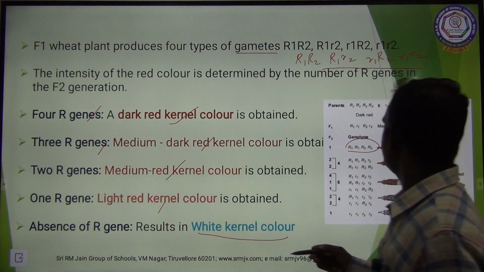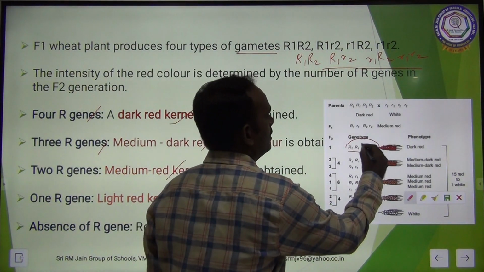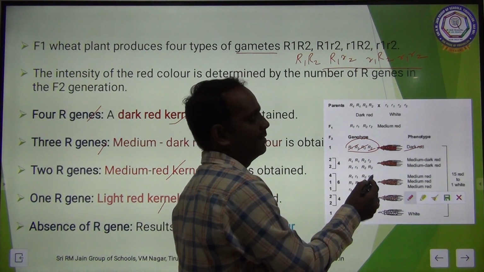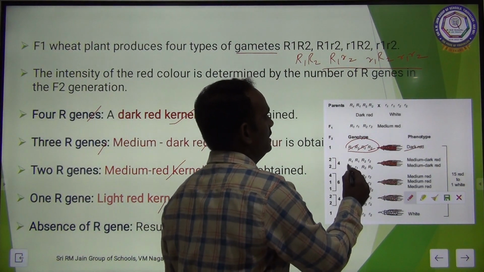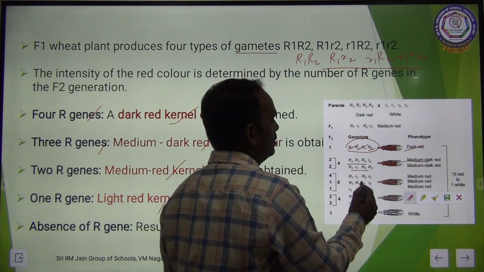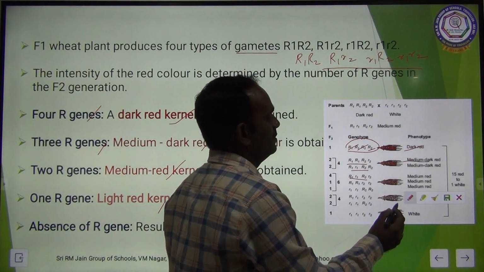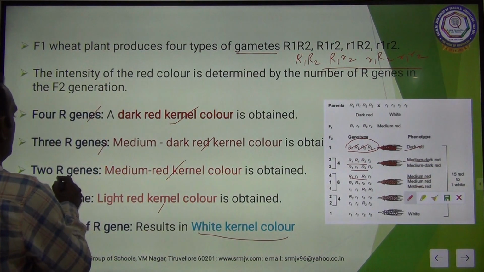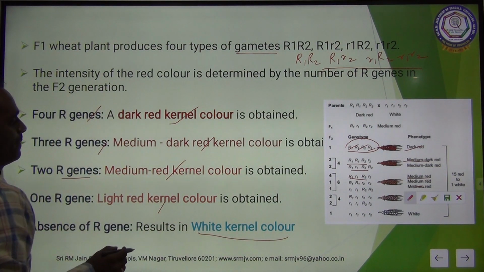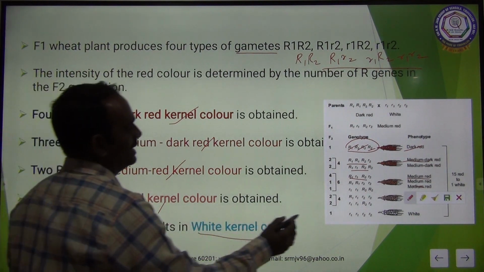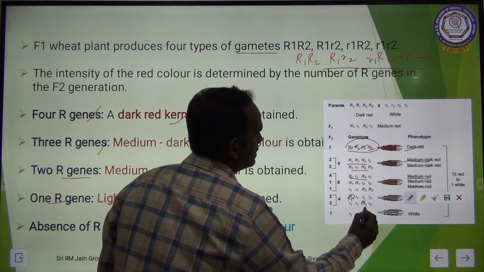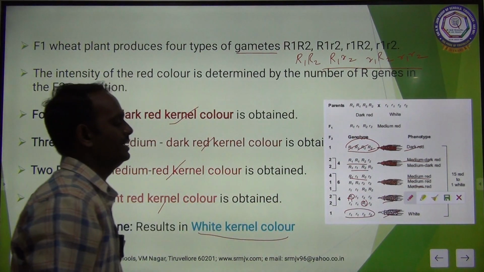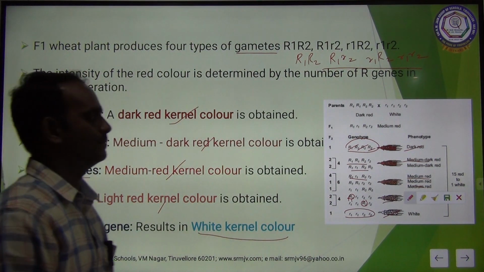See here, a genotype containing 4 R is dark red. 3 R means medium dark red. 2 capital R means medium red. Only 1 R means light red. If there is no capital R, it is white kernel color.